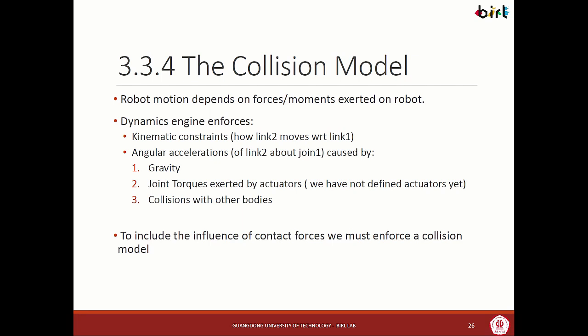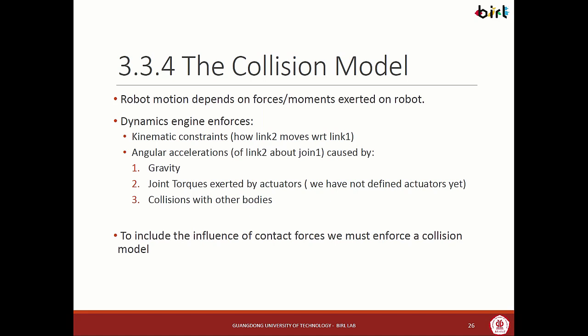Collision model. A few notes about collision. The robot motion, the way that the arm moves, or the way that the mobile robot moves, depends also on the forces and moments exerted on the robot. Let's say I want to move forward 1 meter per second, but if someone hits me, I'm going to do this, right? My motion depends on external forces as well, gravity, and collisions.